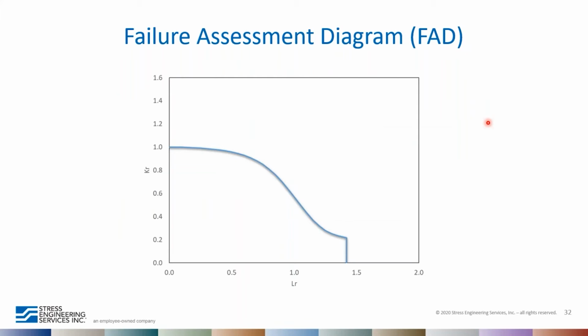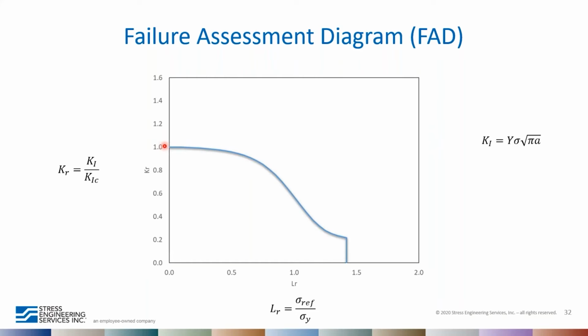And so that's really what this failure assessment diagram methodology is. Okay, so here we have a failure assessment diagram. Let's look at some of the features of the diagram. On the vertical axis, we have the KR, which represents a ratio of the stress intensity factor, which we've already determined, against the K1C, which is a material property. And so you can see that when the KR value is 1, that means that the stress intensity at the crack tip is equal to the critical value and the material is expected to fail.